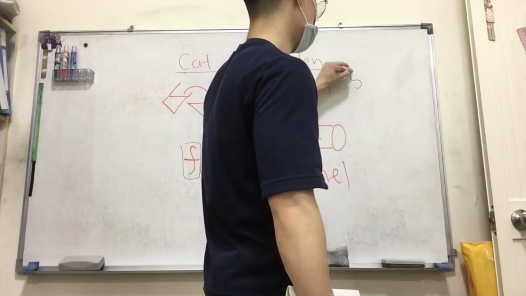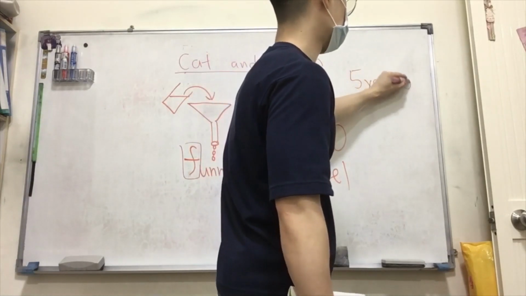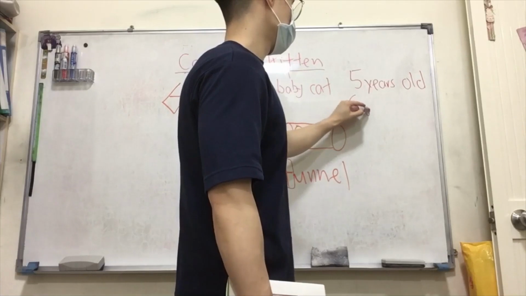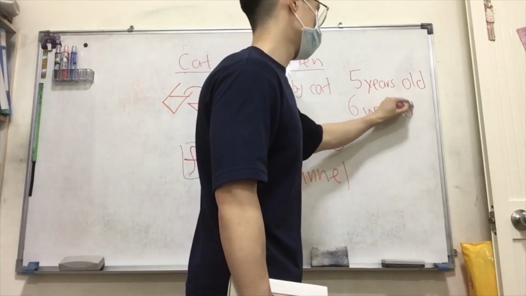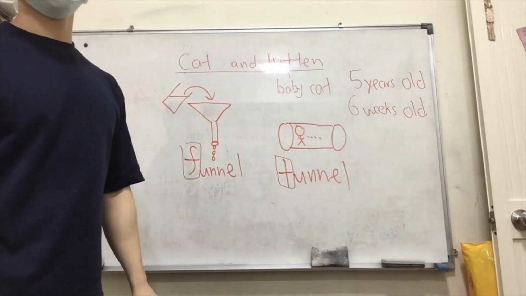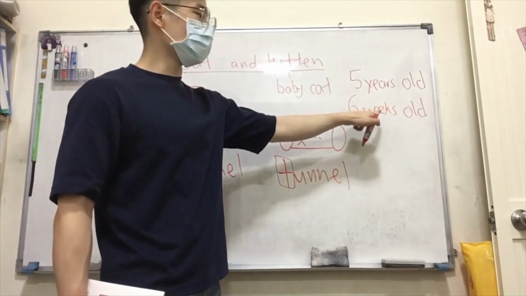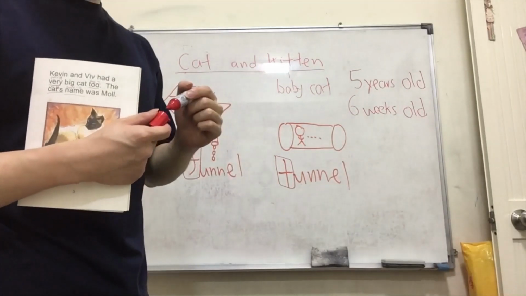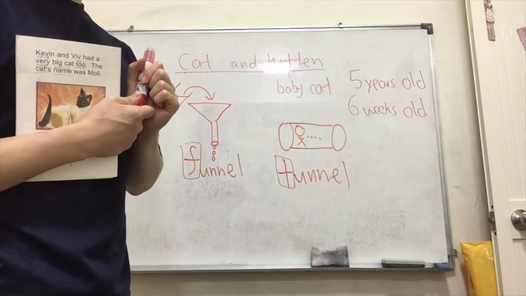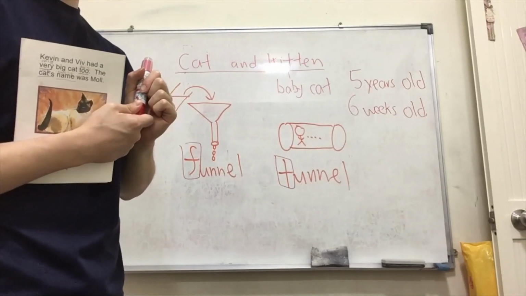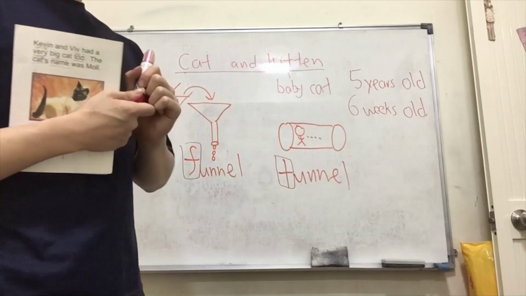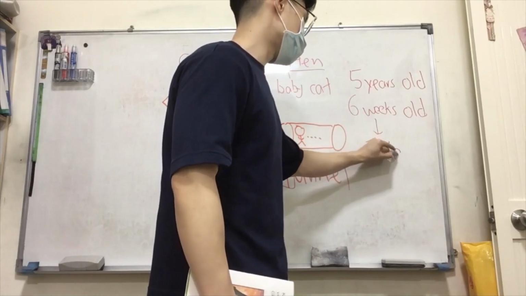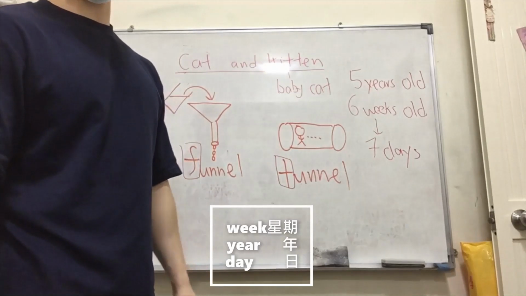You know what is 5 years old, right? How about what is 6 weeks old? You have learned this word before. Do you still remember? Let me test you. How many days are there in a week? In a week, there are 7 days.